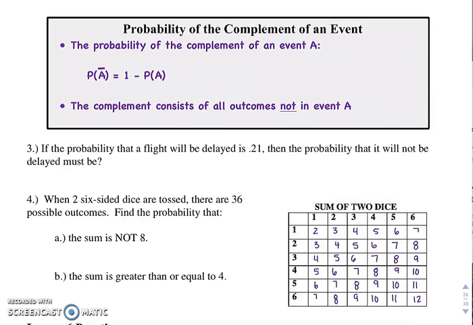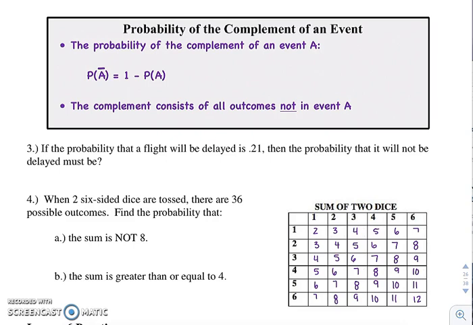Sometimes it's easier to find the probability of the complement of an event rather than the actual probability of the event. So the probability of the complement of some event A is noted as the probability of A with this bar over it, and it equals 1 minus the probability of the event A. So the complement consists of all outcomes not in that event.